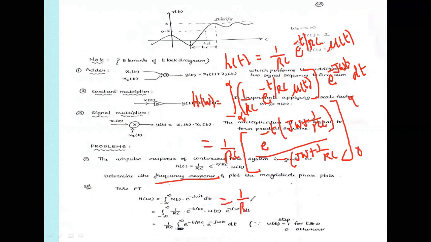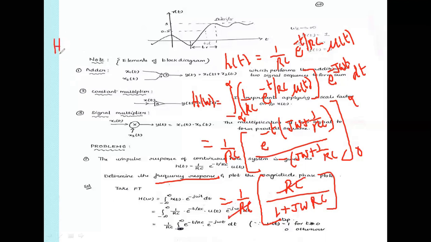Then after simplifying, 1 by RC into 1 by j omega plus 1 by RC. So take the LCM and we get the denominator 1 plus j omega RC. RC gets cancelled. H of omega is equal to the frequency response, H of omega is equal to 1 by 1 plus j omega RC. Okay, we got the frequency response.